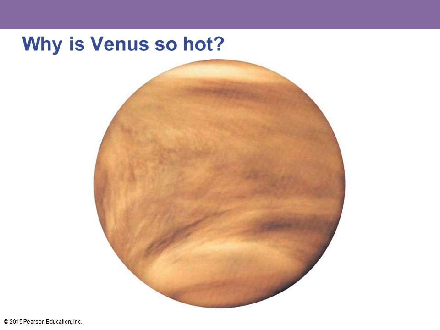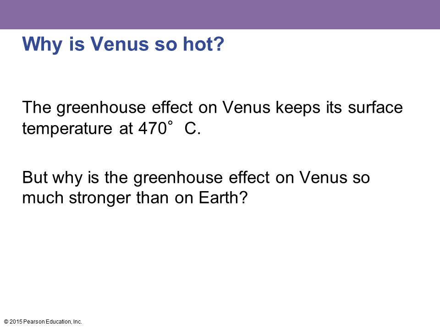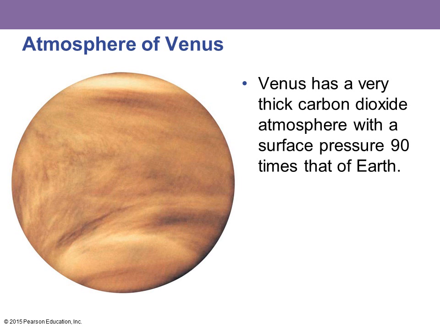And next, why is Venus so hot? Well, the greenhouse effect on Venus keeps its surface to about 470 degrees Celsius. That's about 900 degrees Fahrenheit. But why is the greenhouse effect on Venus so much stronger than on Earth? Because it has a very thick carbon dioxide atmosphere, so thick that the atmospheric pressure at the surface is 90 times that of Earth. So although Venus is about the same size as Earth, the amount of gases in its atmosphere is much, much higher, making the atmosphere much denser.